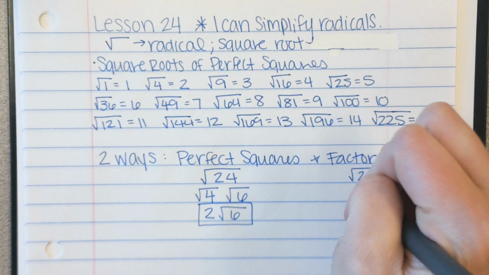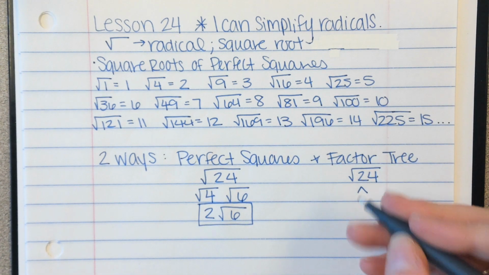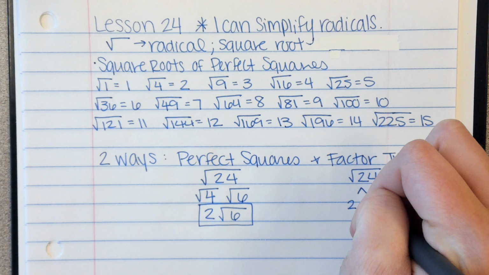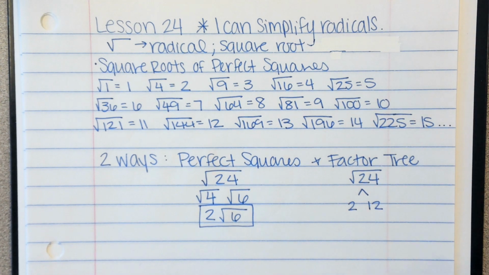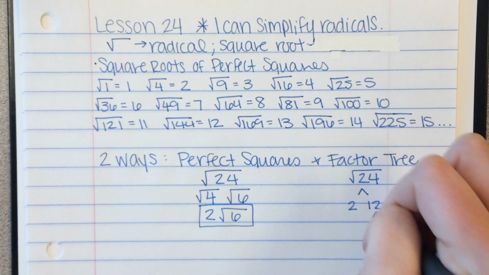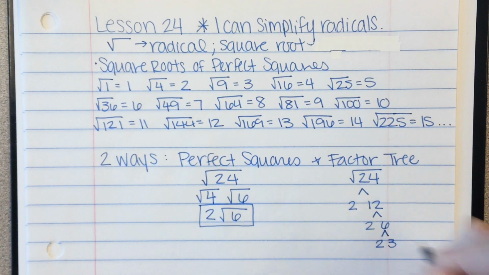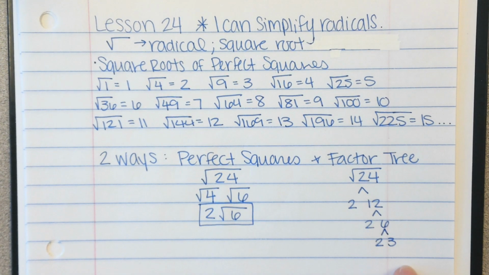Okay, with a factor tree, you can just pick any factors of 24. I know 2 and 12. Okay, 12 can be broken down smaller. I can say 2 times 6, and then 6 is 2 times 3, and then I can't break that down any farther unless I use ones, and I don't really want to use ones. So when you use the factor tree, you're looking for pairs.